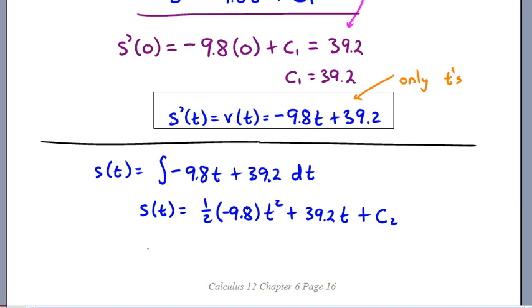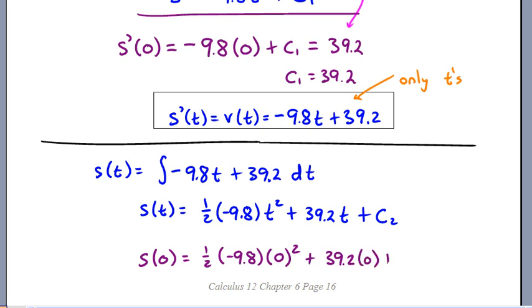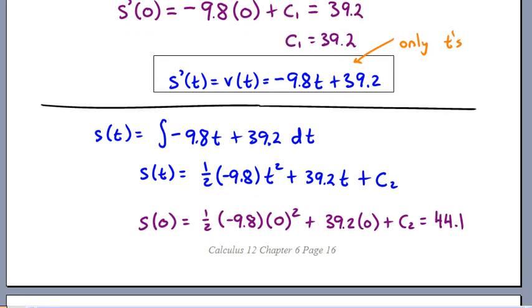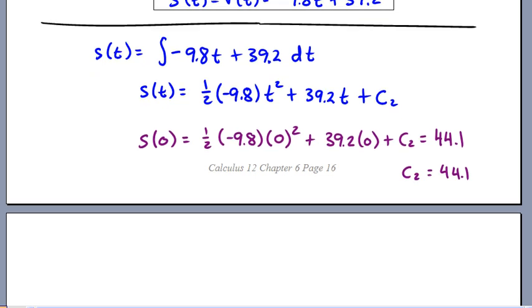I'm running out of room on this page, but at this point I'm going to substitute in time 0. So I would have 1/2 times negative 9.8 times 0 squared, plus 39.2 times 0, plus C2 has to be their call. They said it was 44.1. Okay, well, it looks like C2 has to be 44.1. That's the only way that that's going to work.